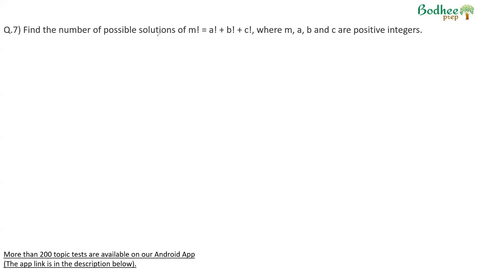Find the number of possible solutions of m factorial is equal to a factorial plus b factorial plus c factorial, where m, a, b, and c are positive integers. What is the maximum value of a factorial plus b factorial plus c factorial?